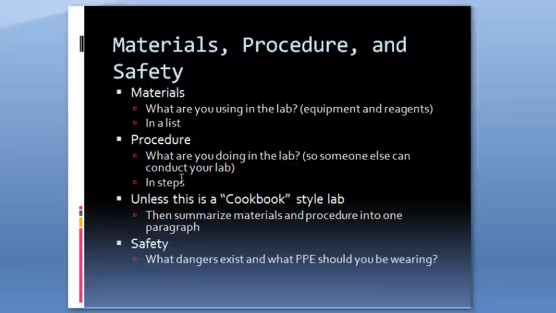The only time you would not be doing materials in a column or list and procedure in steps is if this was more of a cookbook style lab where the procedure was already set out for you. In this case, there's no need to rewrite the materials and procedures since they're not changing, and so you could just summarize the materials and the procedure into one paragraph, which is also a good skill to be able to summarize, so pick out the important pieces and summarize it.